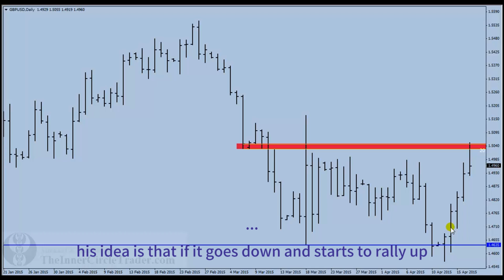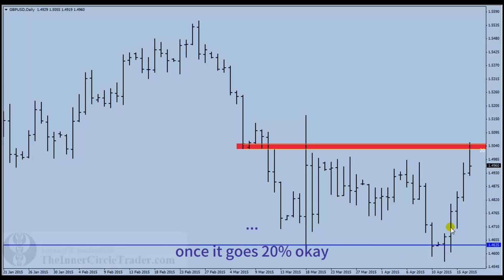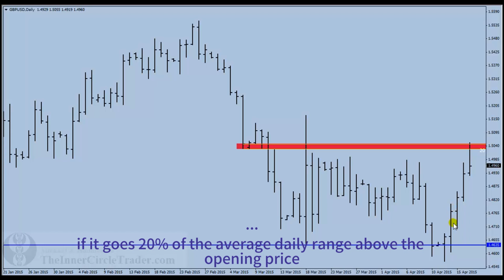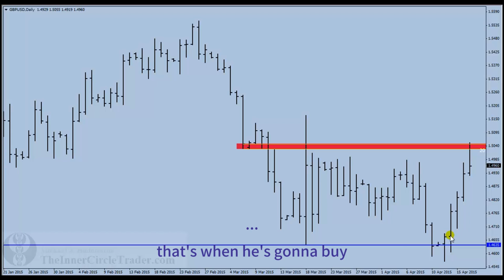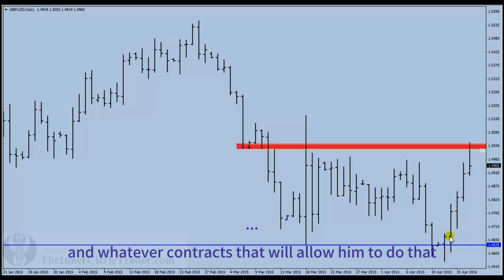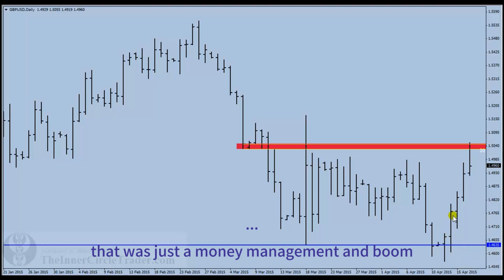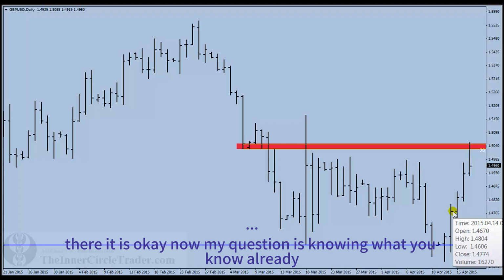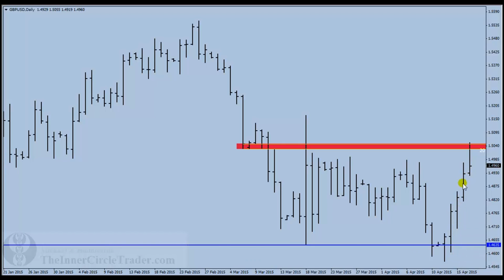Okay. Now my question is, knowing what you know already, does that sound like something you would feel comfortable doing? You're buying it after it's already moved. It doesn't make any sense. So what I did was use his understanding of what he taught, that the open on big ranges was usually at the opposite extreme of the range from the close. In other words, on up days, the open will be at or near the low of the day, and the close will be at or near the high of the day. And you can see that pretty much is what's happening here.